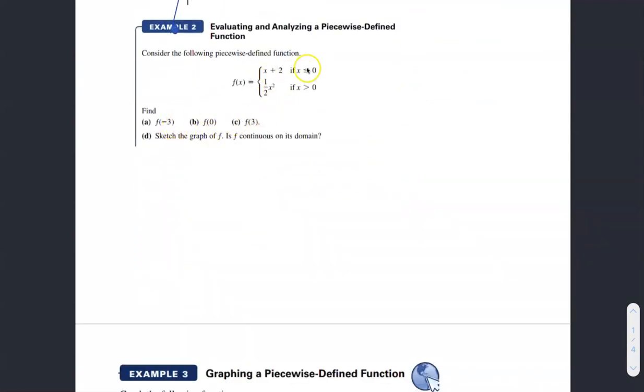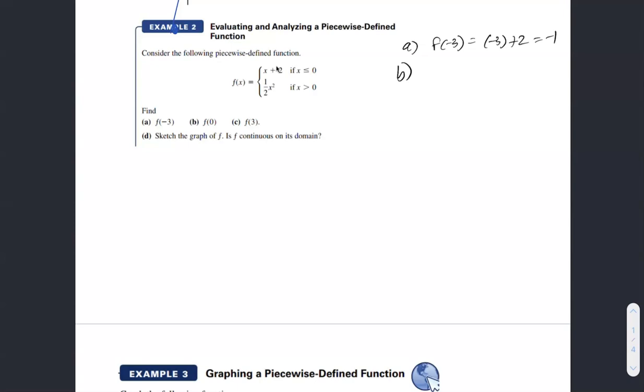F of -3. So again, we're going to try this. A wants f of -3. And remember, we should only get one answer for this. Where does -3 fall? Well, -3 is less than 0, so I'm going to use this equation. -3 plus 2, which is -1.